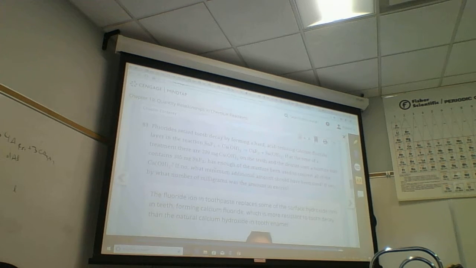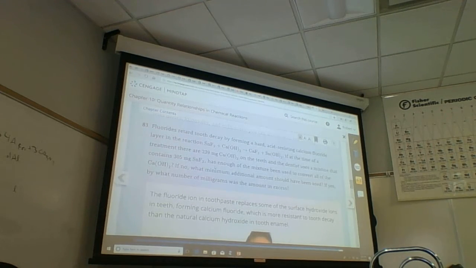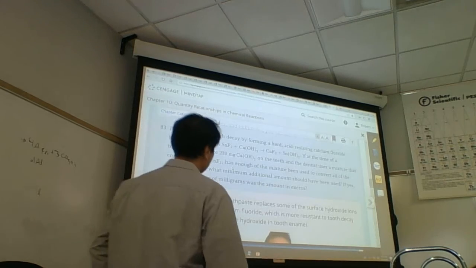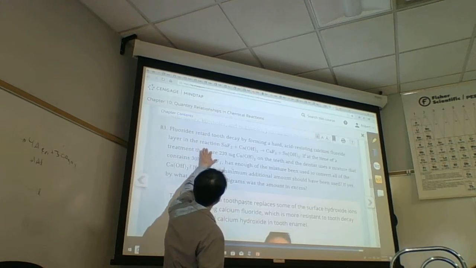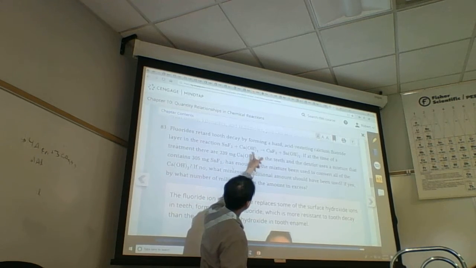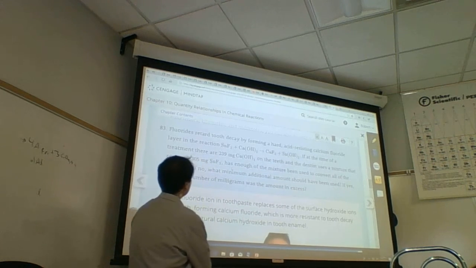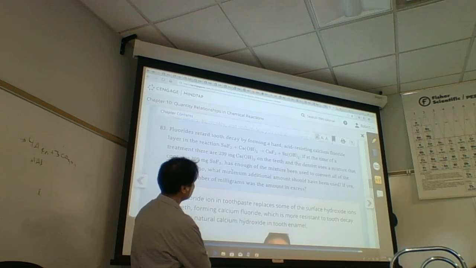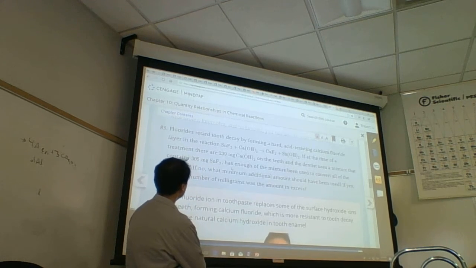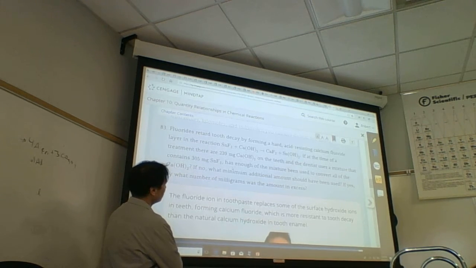83. Fluorides retard tooth decay by forming hard acid-resistant calcium fluoride. Calcium fluoride is pretty insoluble and unreactive. So we take our stannous fluoride, or tin 2 fluoride, and calcium hydroxide, which is in teeth, to make calcium fluoride and stannous hydroxide. If at the time of treatment there are 239 milligrams of calcium hydroxide on the teeth, and the dentist uses a mixture that contains 305 milligrams of tin 2 fluoride, has enough of the mixture been used to convert all the calcium hydroxide?